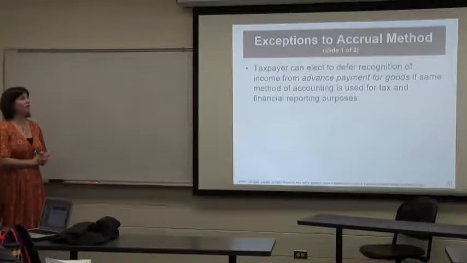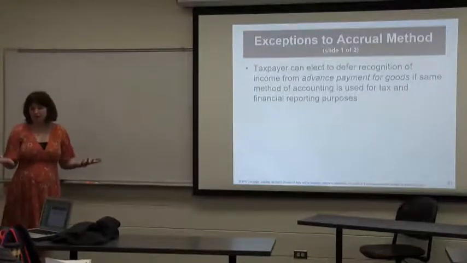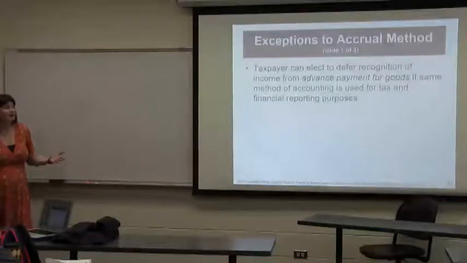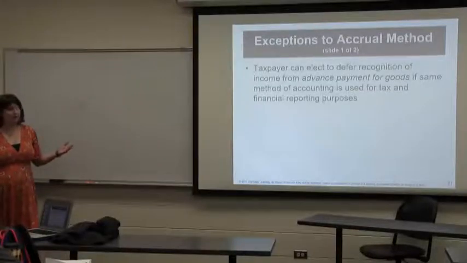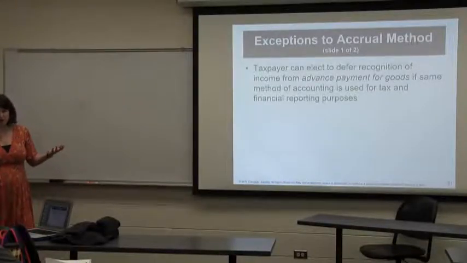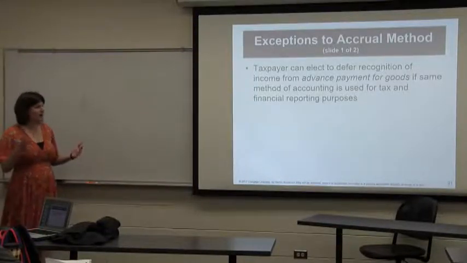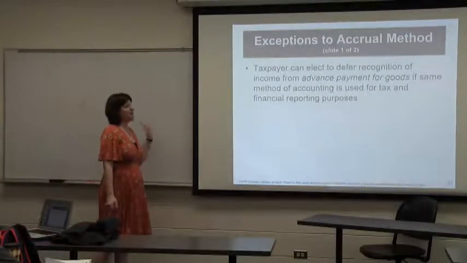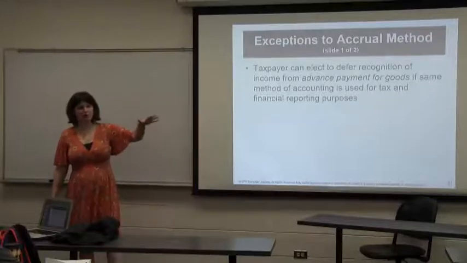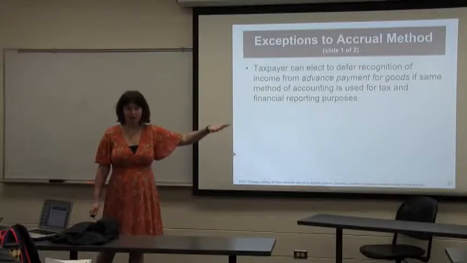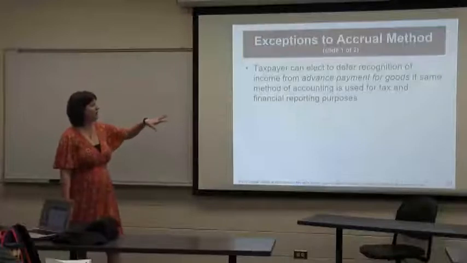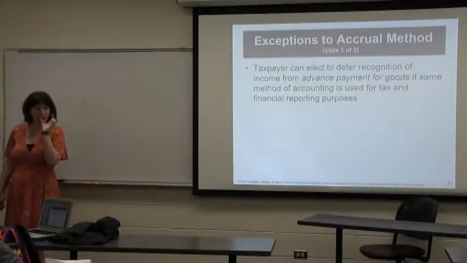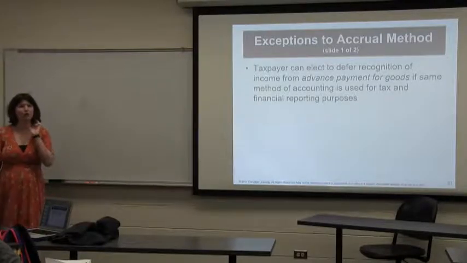Even though you sent out the invoice in 2016 and received payment in 2016, really, whether you're a cash or an accrual method taxpayer, you should recognize it in 16. But under this rule, an accrual method taxpayer can match their financial reporting if it's for advance payment of goods. Keyword: goods. This only applies with tangible goods.